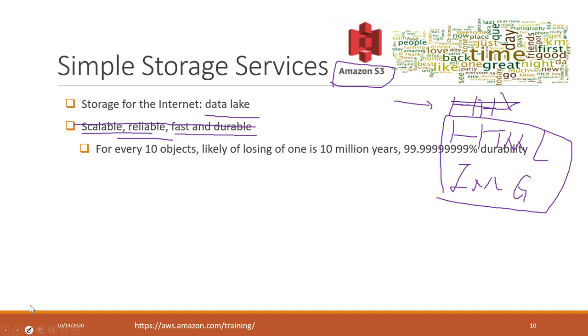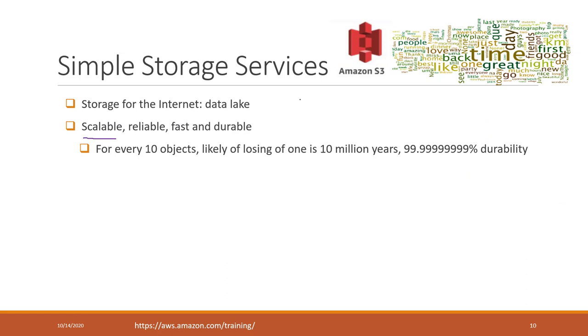So what does that mean? Scalable means that when you throw your data into your S3 buckets and when your data grows, AWS will provide more storage for you automatically. And also it's very fast to retrieve the data, and also it's highly reliable.